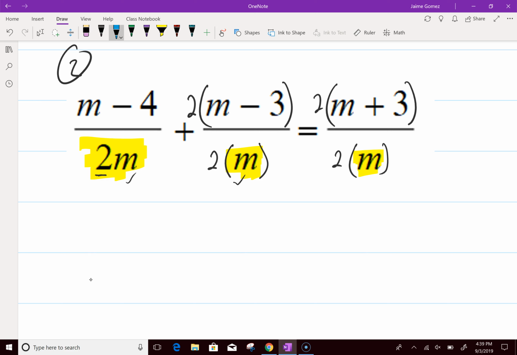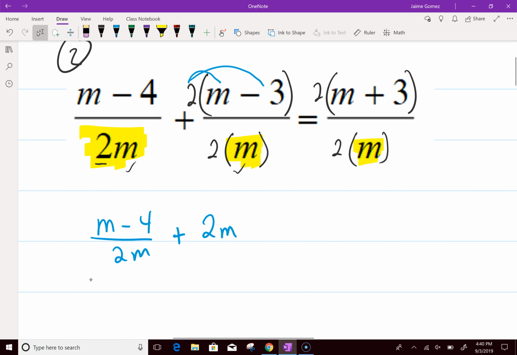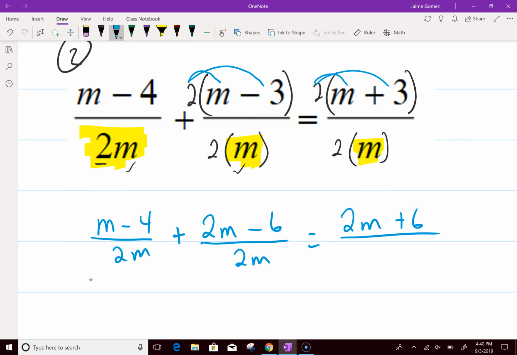Now let's rewrite it. Did I do anything here? No. Leave it alone. m minus 4 over 2m. There's a plus sign, so put a plus sign. 2 times m, that's 2m. 2 times a negative 3, that's negative 6. All that over 2 times m, that's 2m. Equal sign. 2 times m, well that's 2m. 2 times 3 is a positive 6. 2 times m here is 2m.